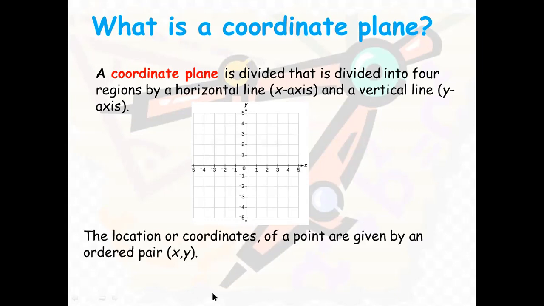Now, why is this coordinate plane important? The location or coordinates of a point are given by an ordered pair. So an ordered pair has the value of x and y. An ordered pair looks like this. It will have the value of x first and then the coordinate for y, which means this is the value for the x coordinate and this is the value for the y coordinate. This is how you need to identify the x and the y coordinate.